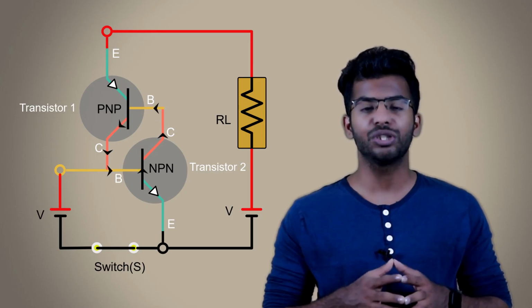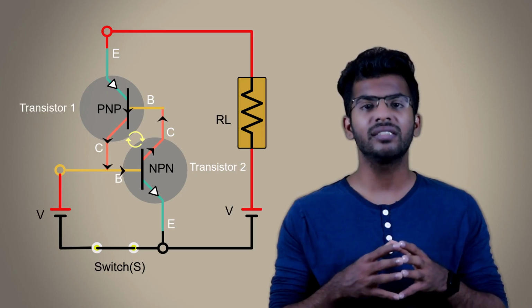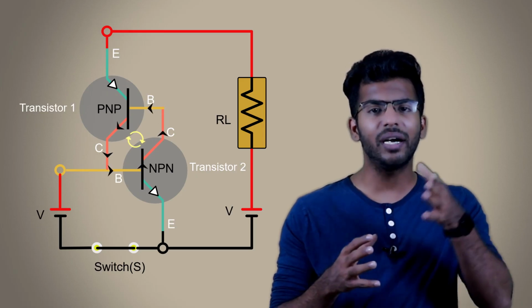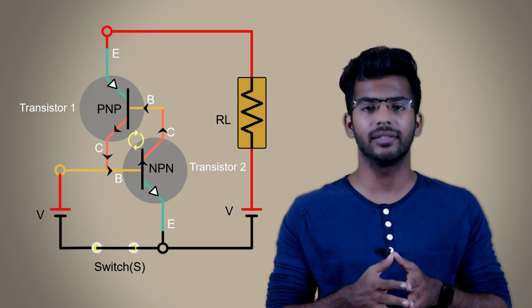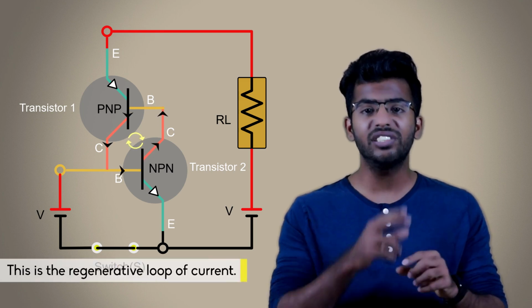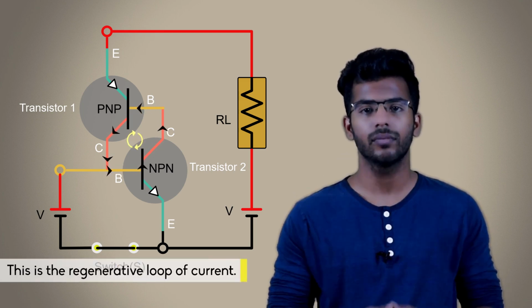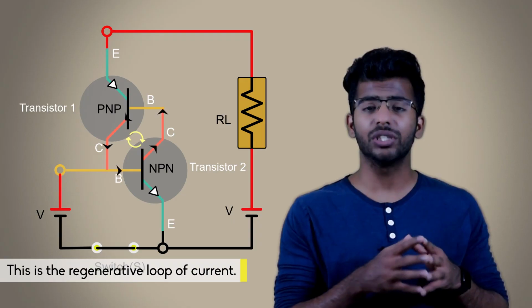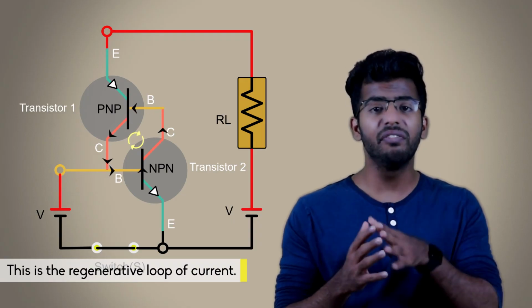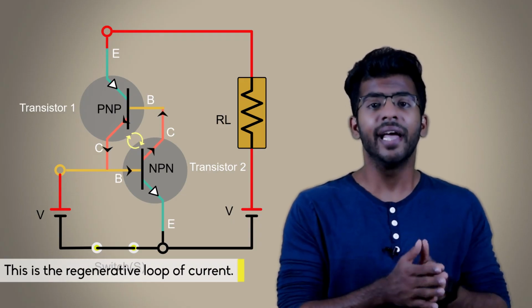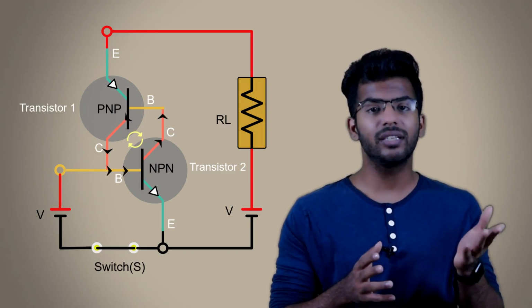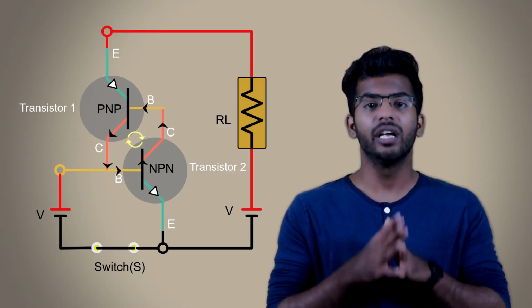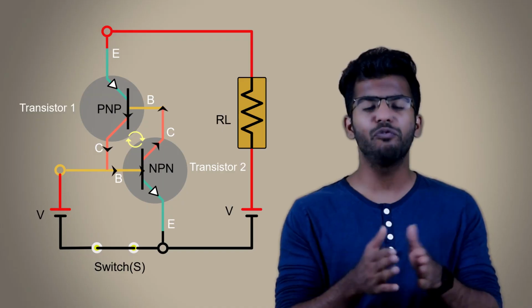So, this action is cumulative, since an increase of current in one transistor causes an increase of current in the other transistor. This is the regenerative loop of current. Because of this action, both transistors are driven into saturation, hence heavy current flows through the circuit. This is the two-transistor analogy of SCR where we get a regenerative loop of current.